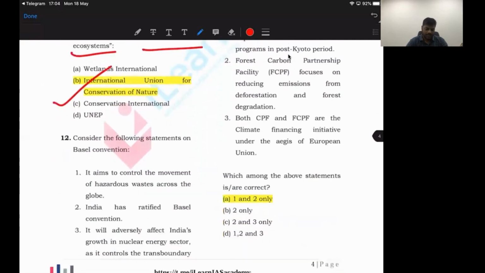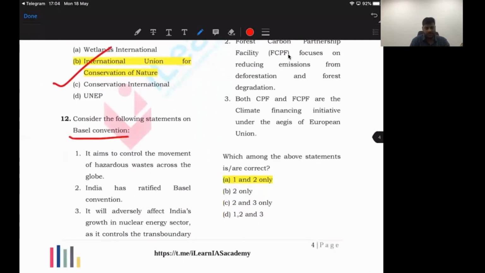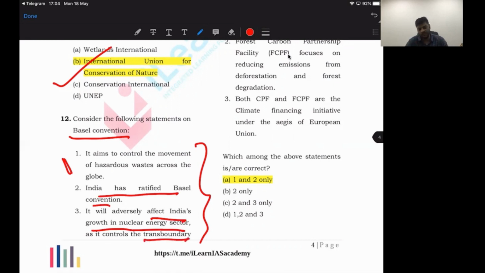Then the 12th one: consider the following statements on the Basel Convention. We'll look into the options later, but first read this. It aims to control the movement of hazardous waste across the globe. We don't know it yet, so let us keep it there. And read the second and third statements. India has ratified the Basel Convention, and it will adversely affect India's growth in the nuclear energy sector as it controls the transboundary movement of some radioactive elements, which we'll see in the later part. But read these two statements: India has ratified the Basel Convention and it will adversely affect India's growth in the nuclear energy field.